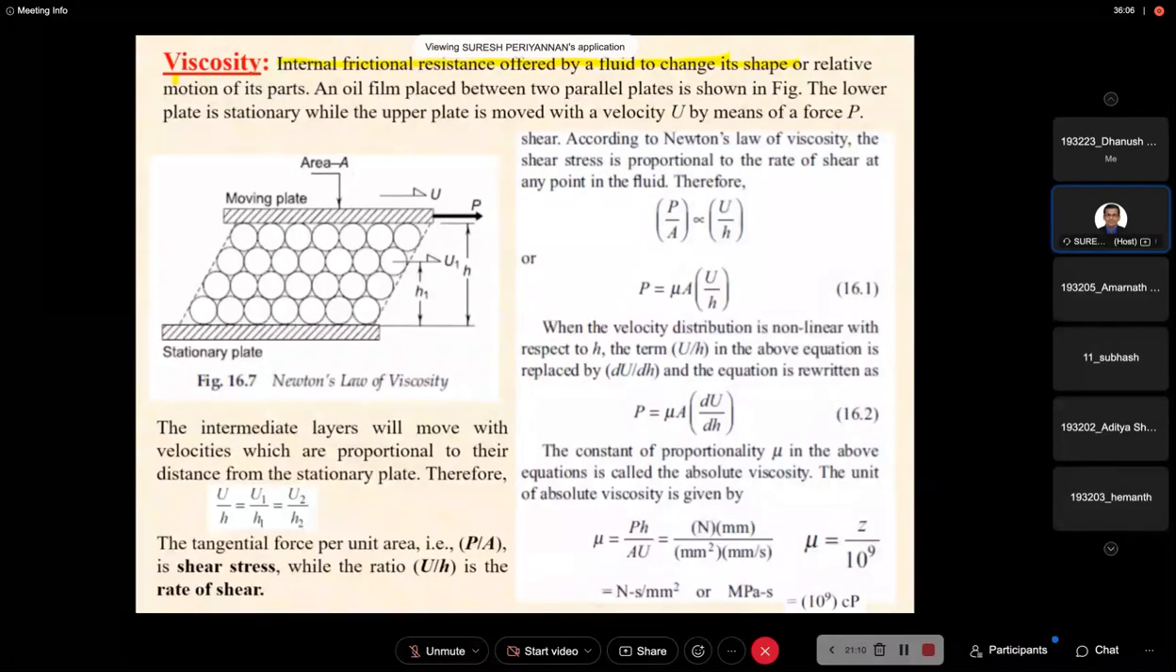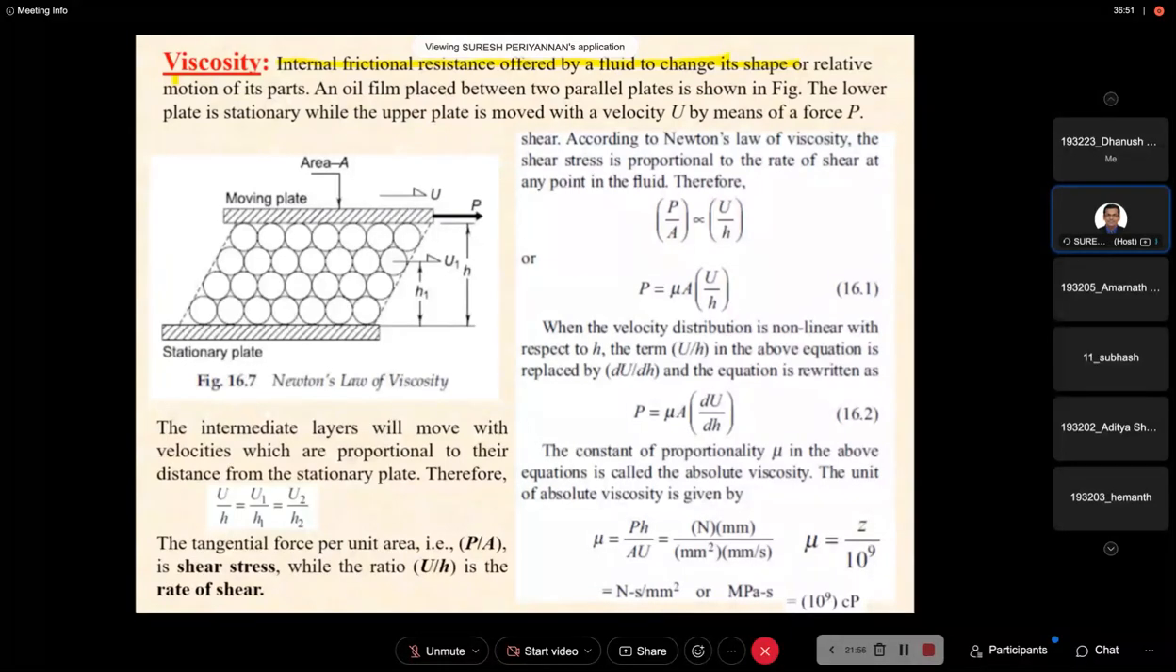That's what we are saying: the internal resistance force offered by the fluid to change in shape or relative motion of its parts. For example, when we use lubricant oil between two parts, one fixed and the other rotating, the internal resistance force developed by the fluid is different for different fluids. This is a very good example for the physical understanding of this internal resistance force.